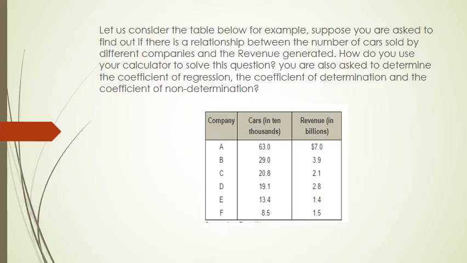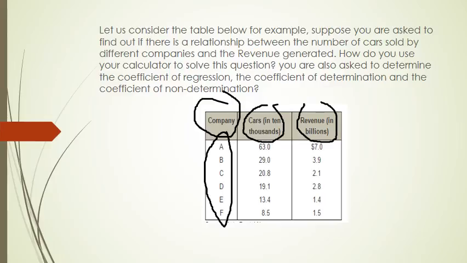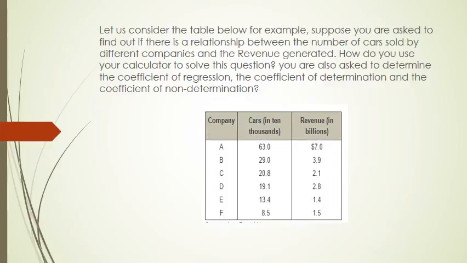So we have this table here. It shows us companies A through F, which we don't really need. What we're interested in is the relationship between the cars and the revenue generated. Now it's very logical to think that the revenue generated is going to depend on the number of cars sold. So the number of cars sold is the independent variable, and the revenue generated is the dependent variable. As we progress, we'll see how we can use the calculator to solve this question.